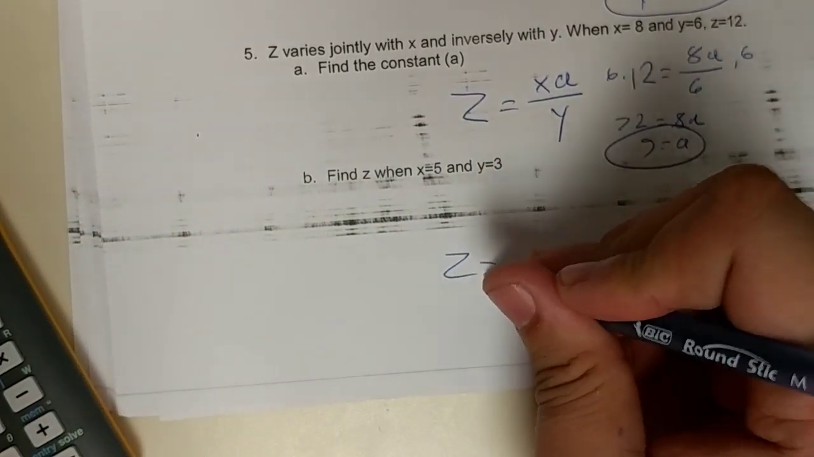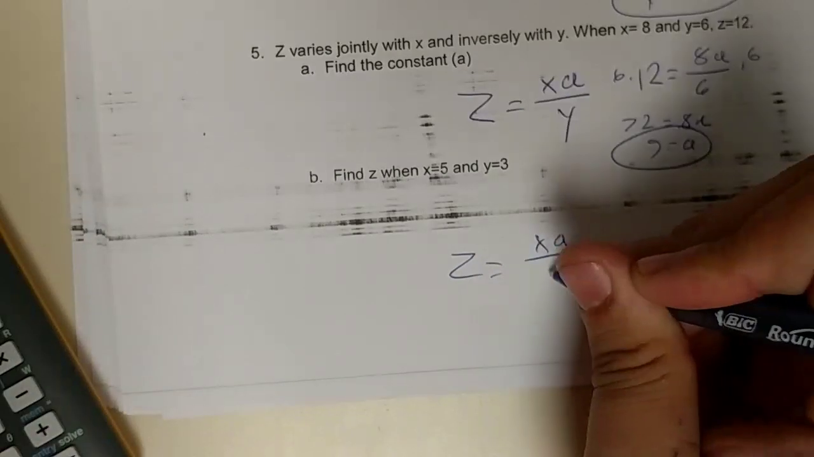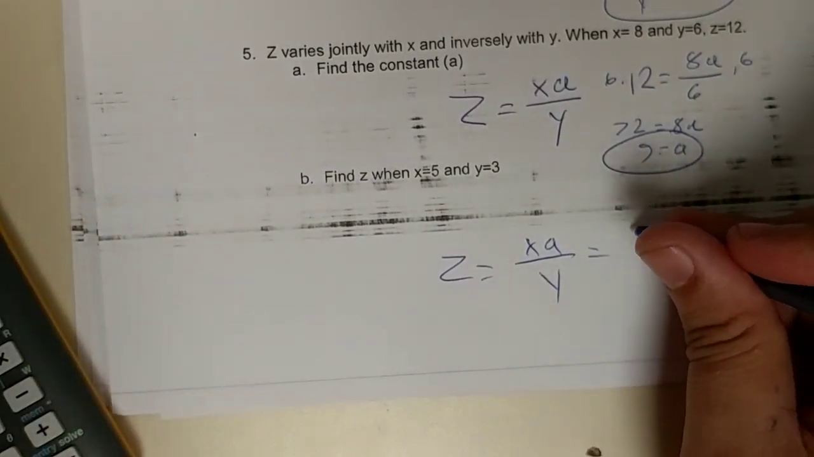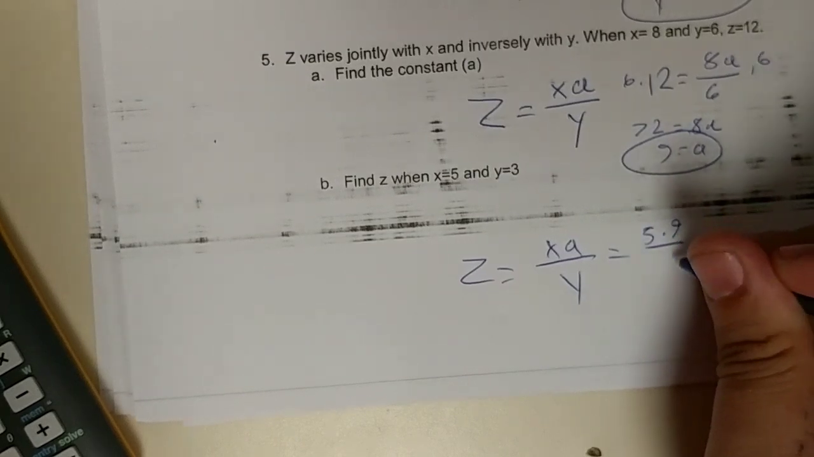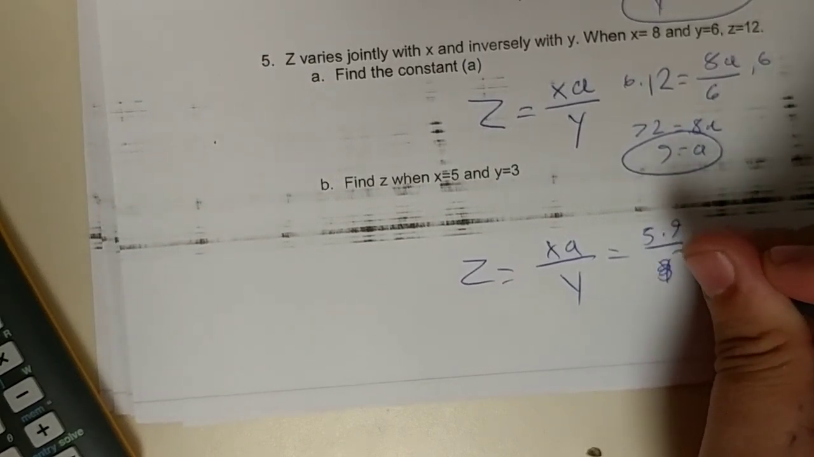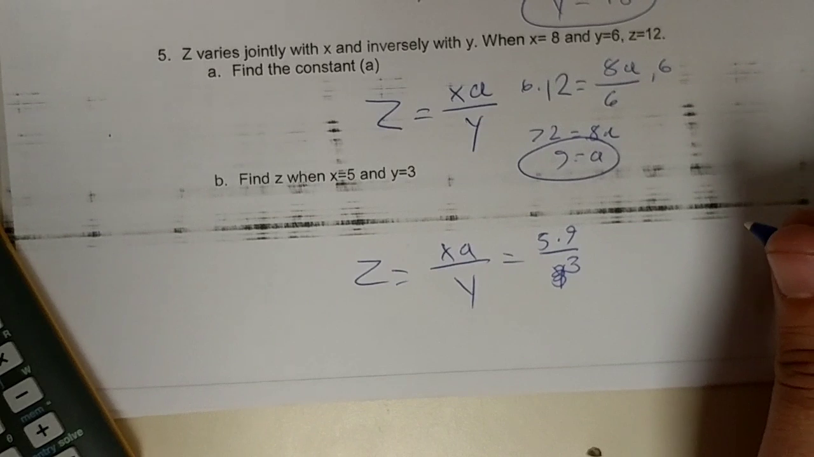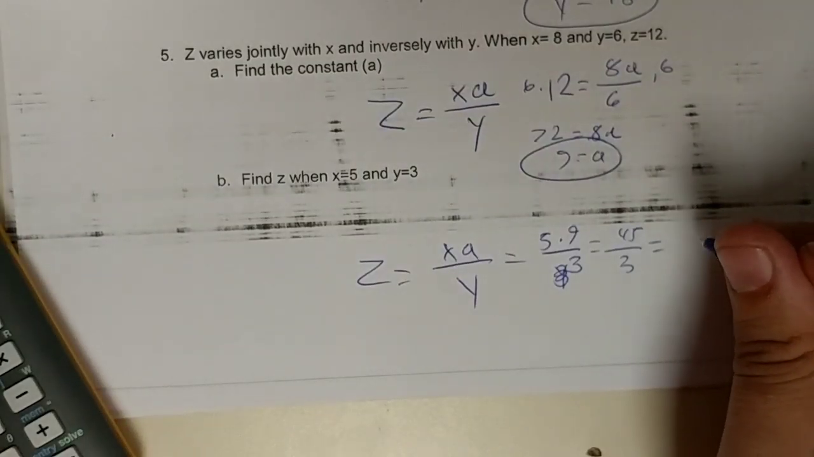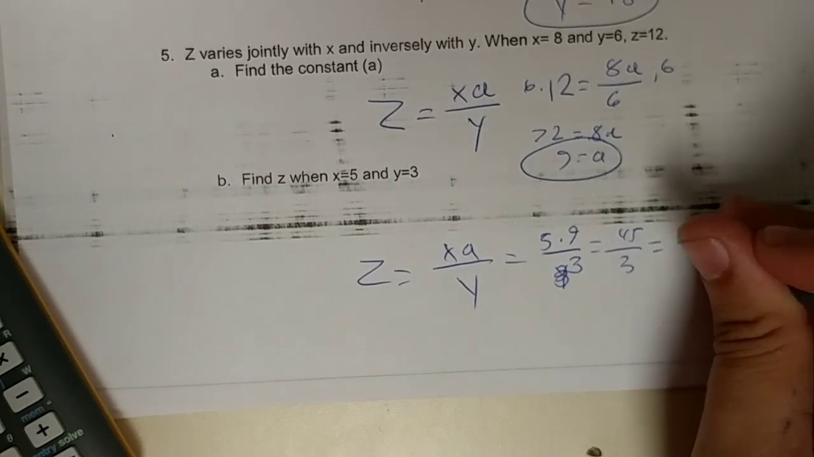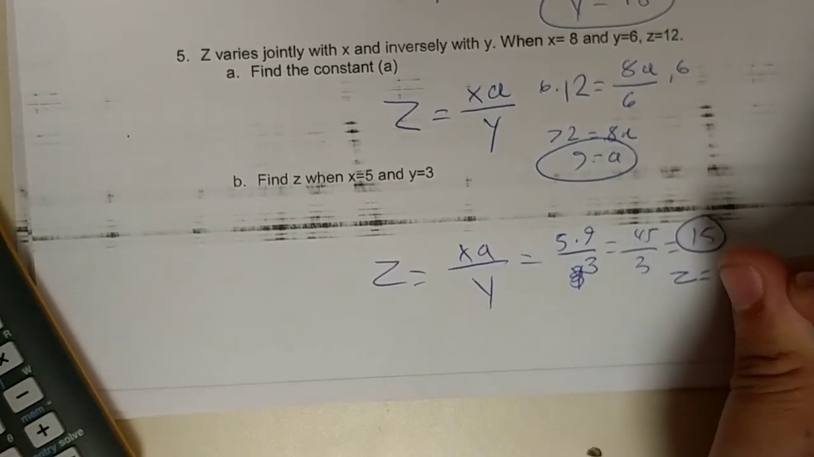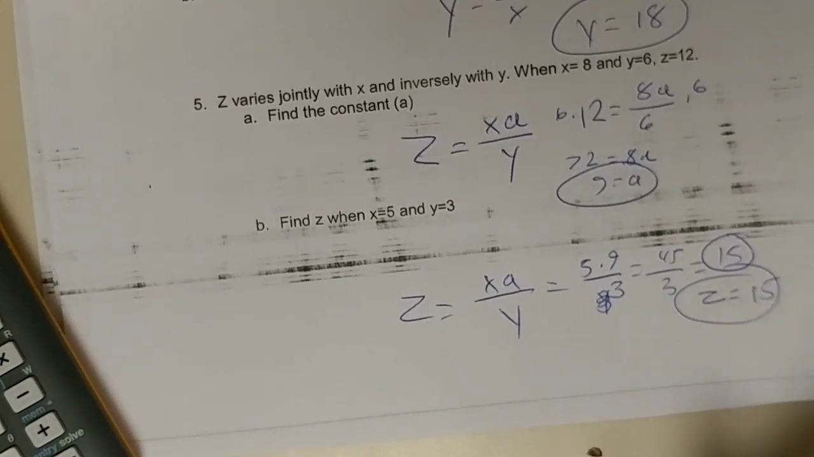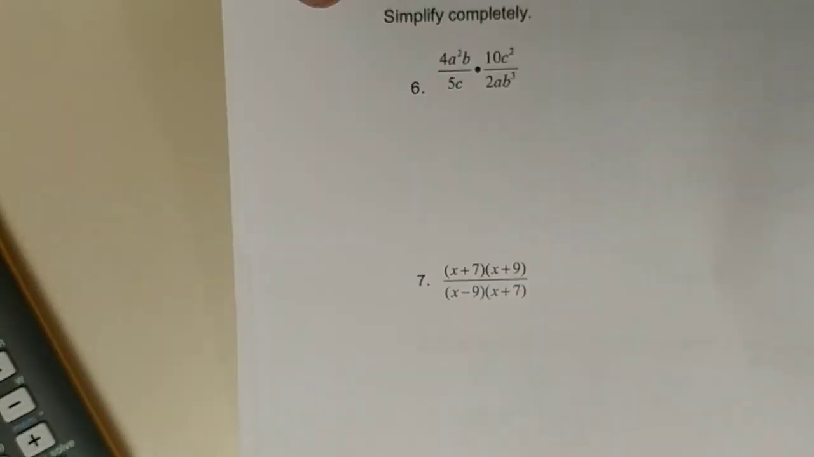Find z, and it's still this formula. So we're going to replace x, a, and y. When x is 5, so 5 times 9, and y equals 3. 5 times 9 is 45, divided by 3, that is 15. So z equals 15. Sadly, this one's not easy to plug in backwards like the other algebra ones. But you just need to know how to do this.